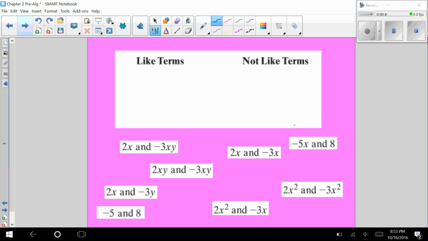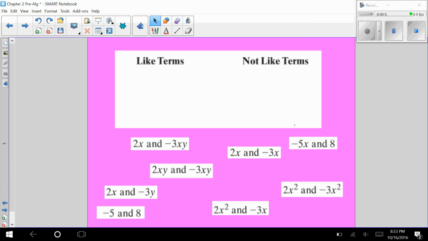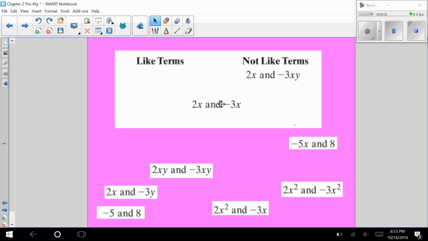So we're going to sort like terms and not like terms. Let's start with this one, 2x and negative 3xy. Well, the one on the left just has an x, and the one on the right has an x and a y. So those are not like terms. Let's look at 2x and negative 3x. Both of those just have an x, which means they are like terms.